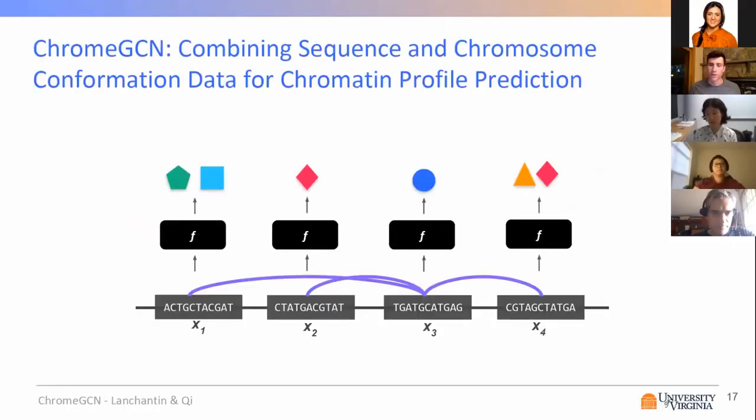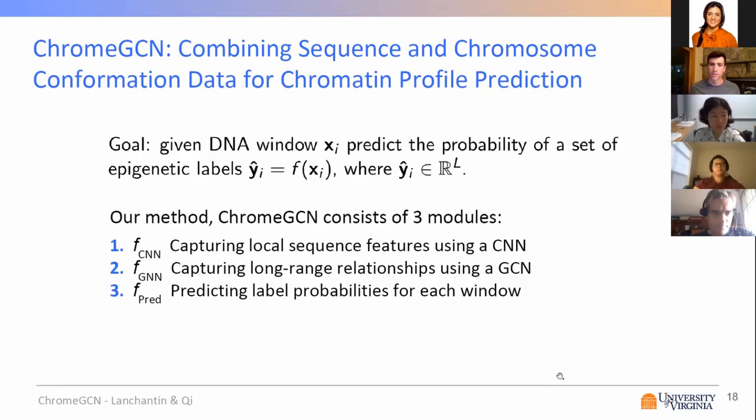So our proposed method to incorporate this data we call ChromeGCN, which is the first deep learning method to combine both sequence and 3D genome data for chromatin profile prediction. So it's about incorporating this type of 3D structure via Hi-C data into this prediction method to predict things such as transcription factors, histone modifications, and so on. So formally, our goal is, given DNA window Xi, we want to predict the probability of a set of epigenetic labels that we call Y hat sub i, which is just a vector of L total chromatin profile labels. And our method, ChromeGCN, consists of 3 different modules, which I'll go over individually here.